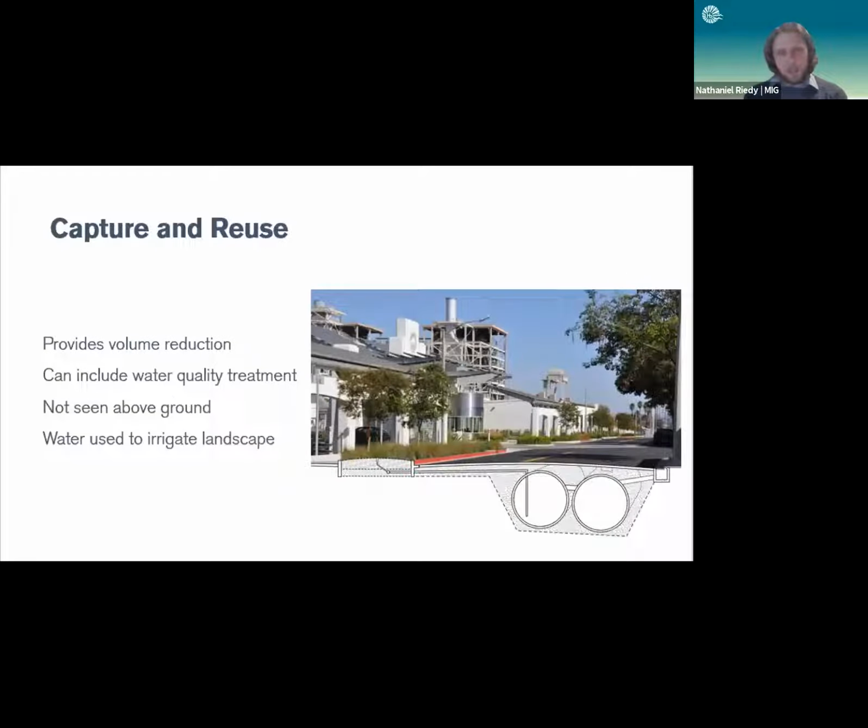The next option that's kind of in our toolbox here is capture and reuse. So this is similar to the underground infiltration facilities, except for instead of the water being directed into the ground, it's stored in tanks and then used for irrigation. So it can be used in places where infiltration is not feasible.